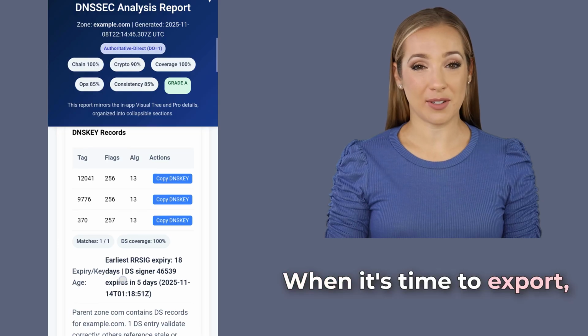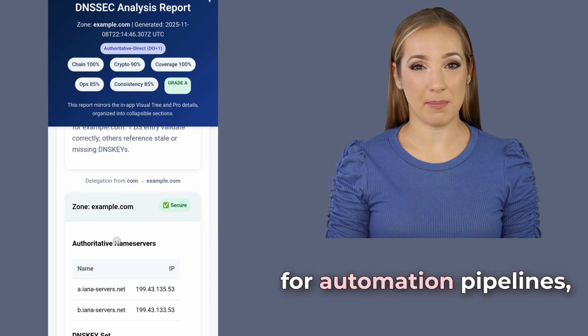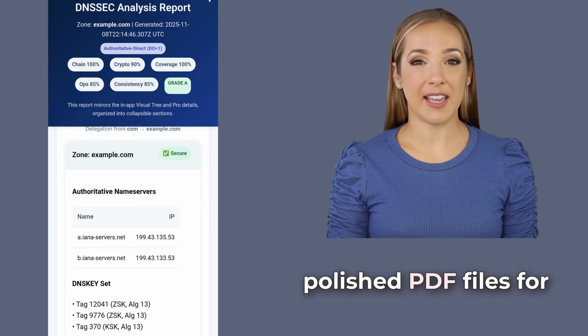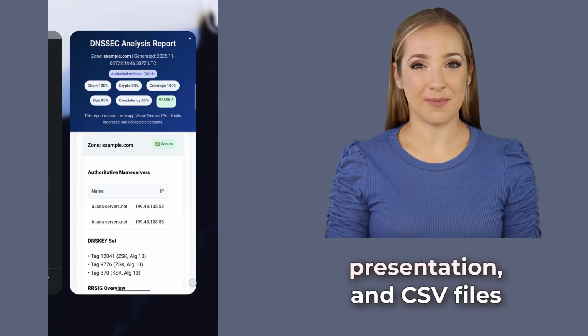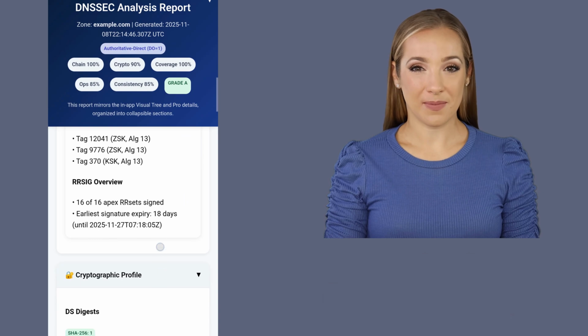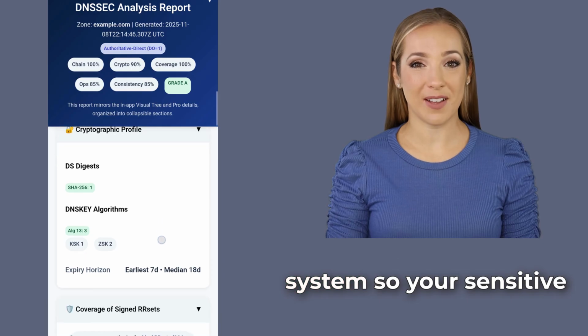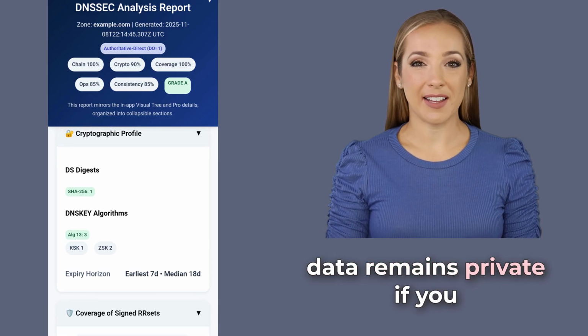When it's time to export, you have several options: JSON for automation pipelines, polished PDF files for presentation, and CSV files for data analysis. Sharing is handled securely through Android's file system, so your sensitive data remains private.